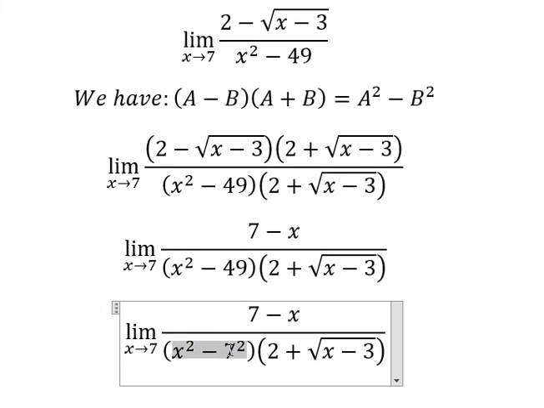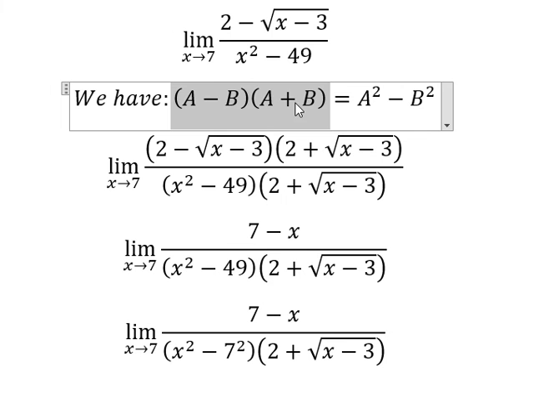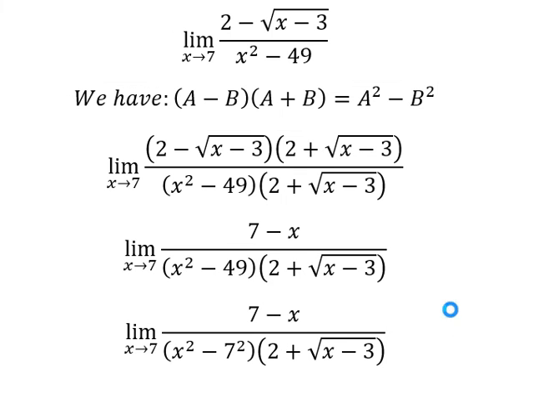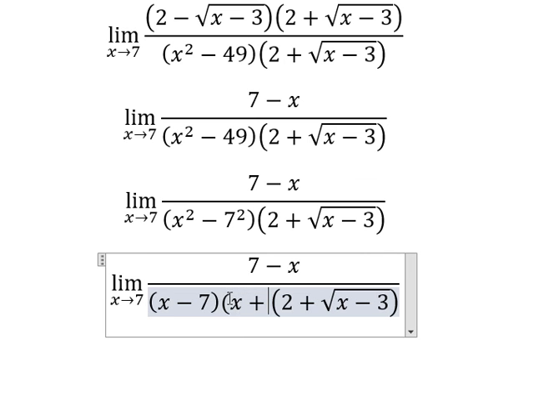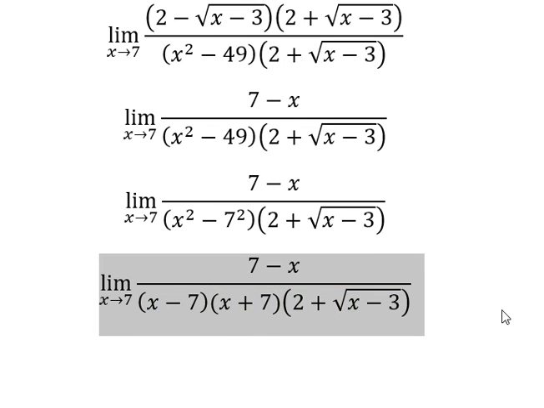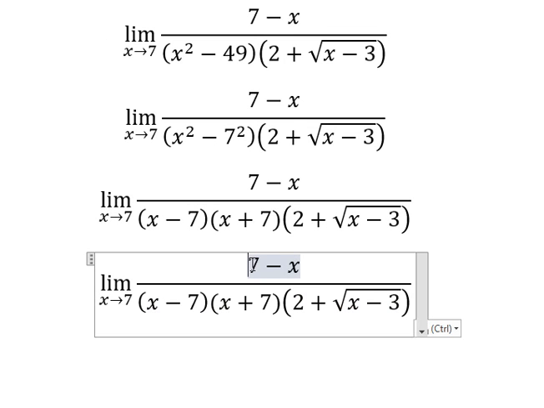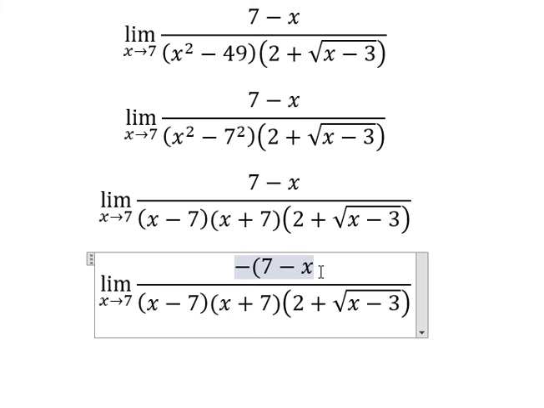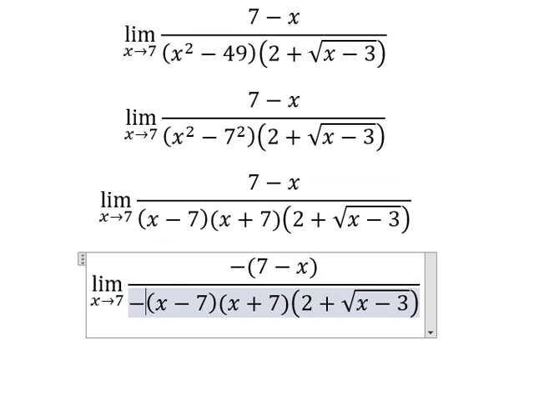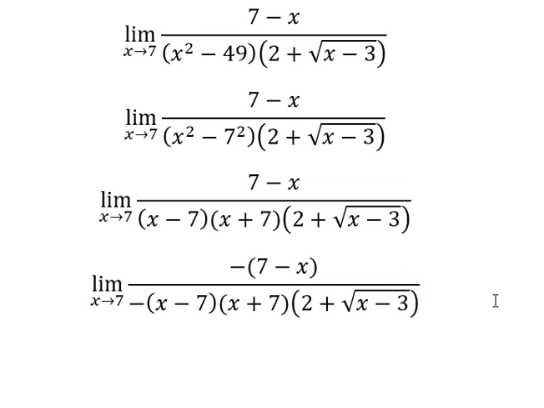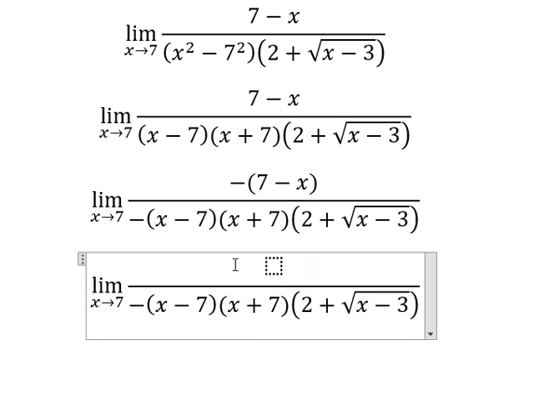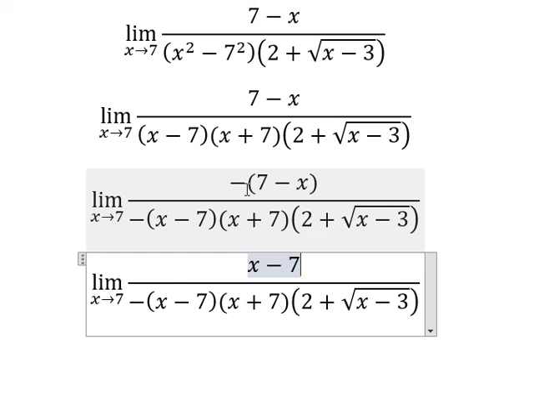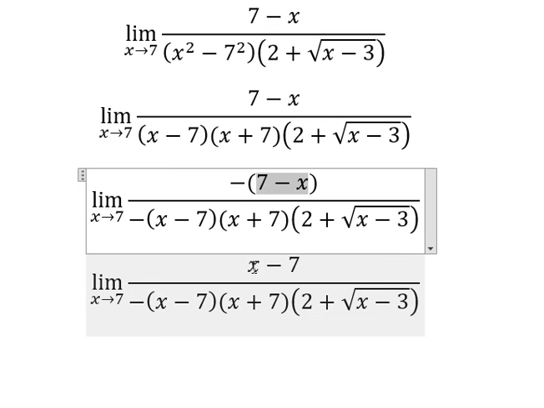And now we need to transform this one into this one in here. And that is about (s − 7) multiplied by (s + 7). So we need to put the negative on numerator and denominator. And this one, we have s − 7 because we just change the sign of 7 − s into s − 7 by negative sign in here.